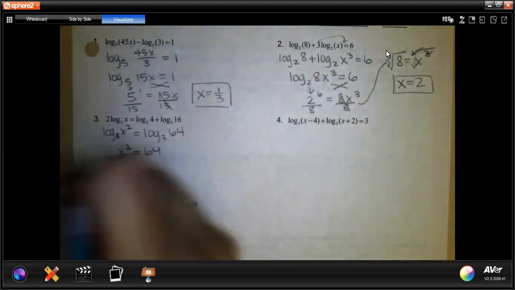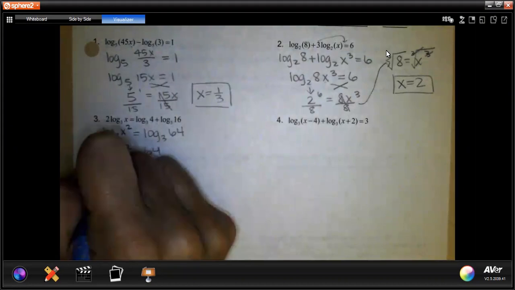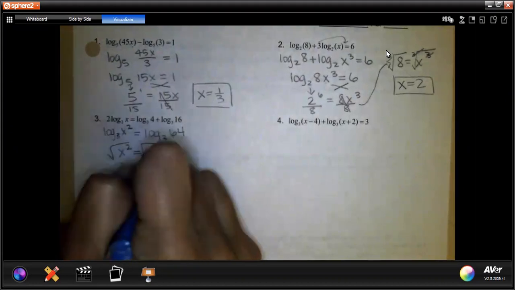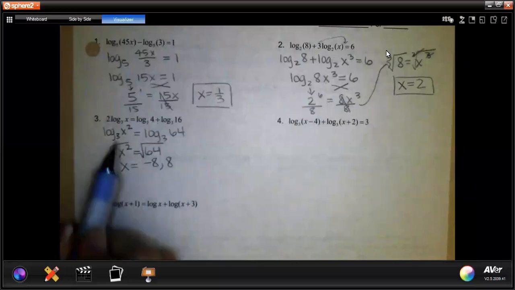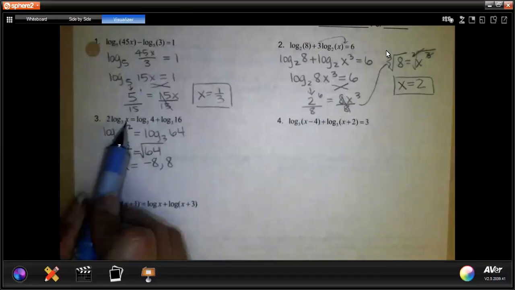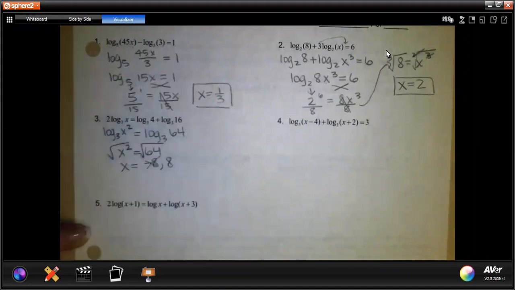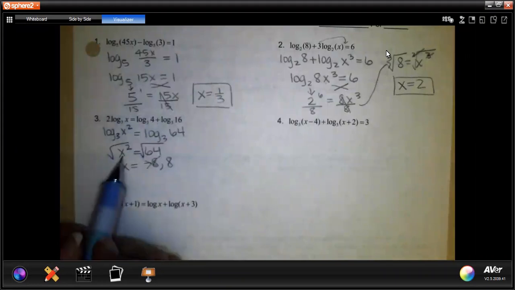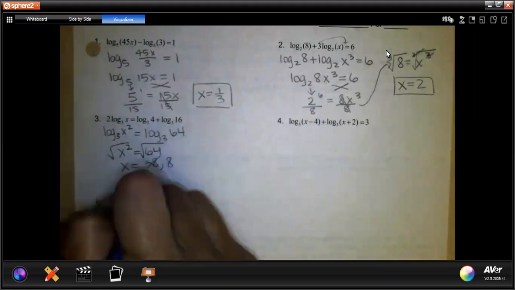And so now we would take the square root of both sides, and so x would be equal to -8 and +8. Now when we take this -8 and plug it here, it's not going to work because you cannot have a negative argument. So this is an extraneous solution, which means it's a solution to this quadratic, but it is not a solution to our log. So 8 is our only solution.